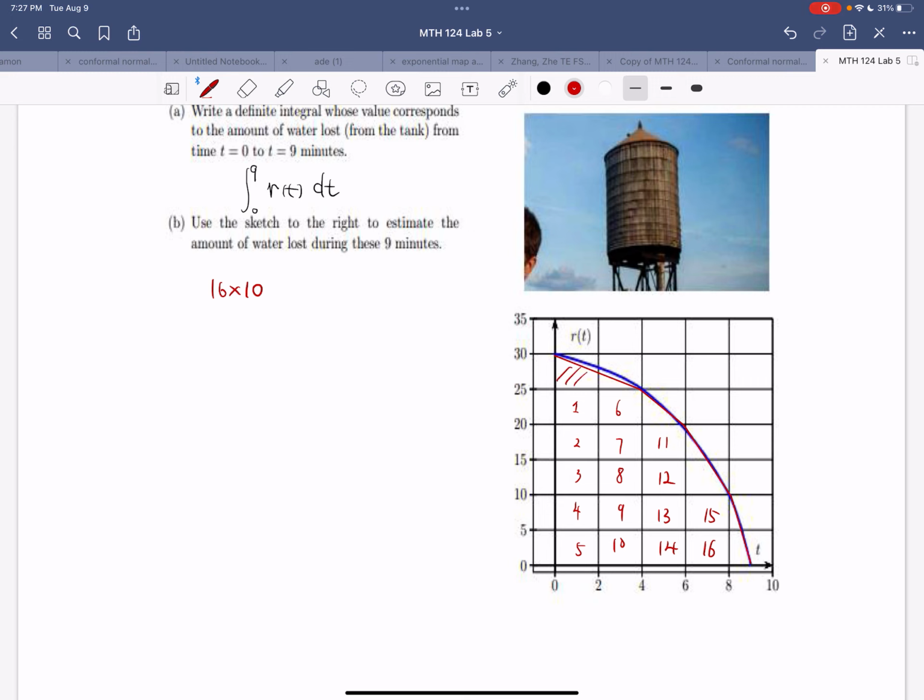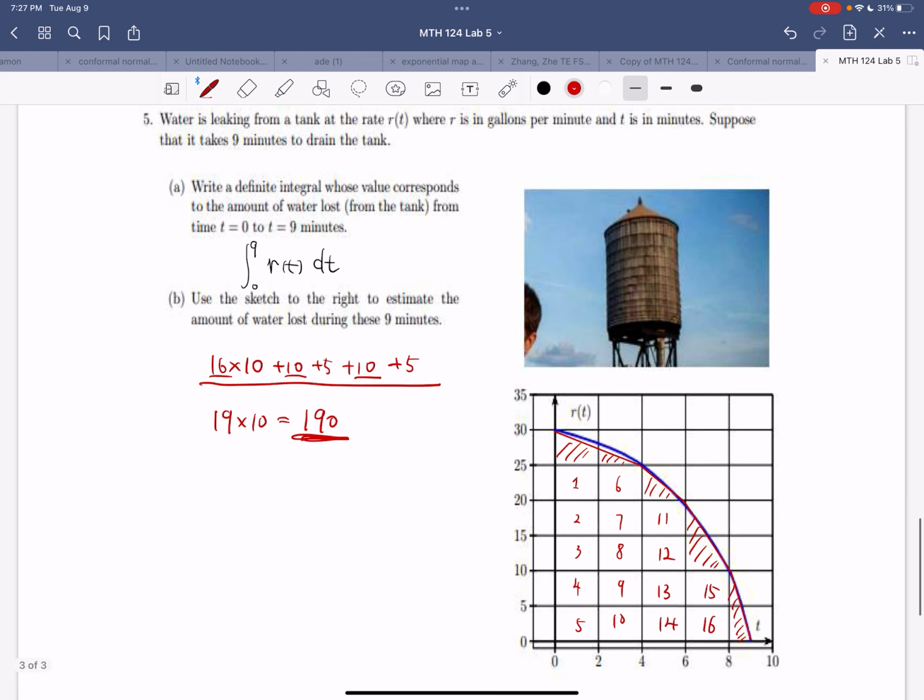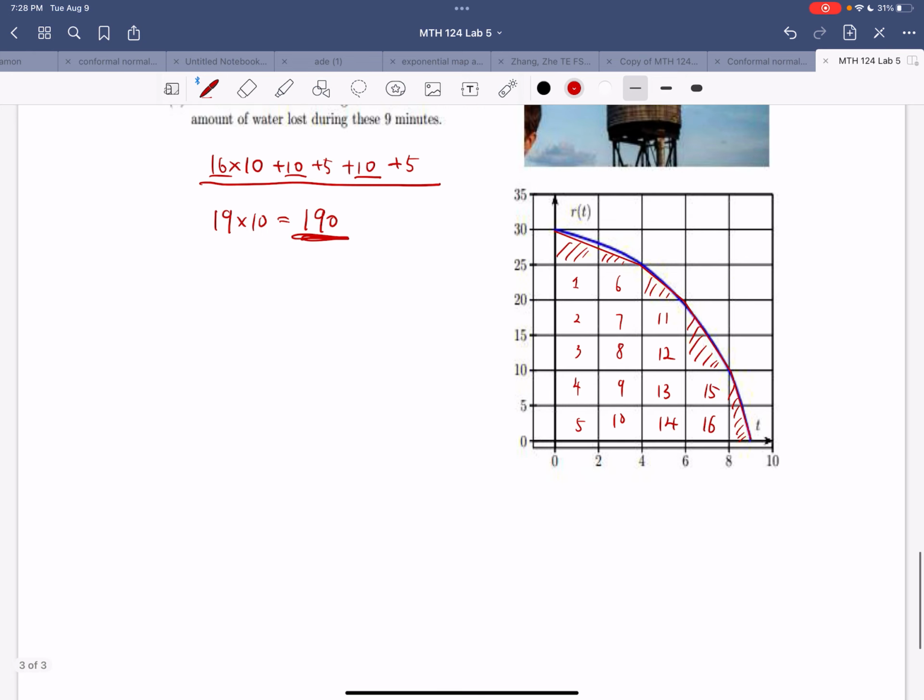Here, this one plus this one is an entire rectangle, so plus 10. And this one is half, plus 5. This one here is an entire rectangle, so plus 10. This one here is half, so plus 5. So that's the estimate. Let's calculate it here. So this is 16, 17, 18, 19. So 19 times 10 is 190, right? That's the amount of water lost during the 9 minutes. Okay, that's all for Lab 5.